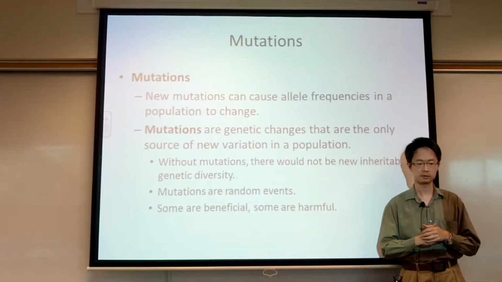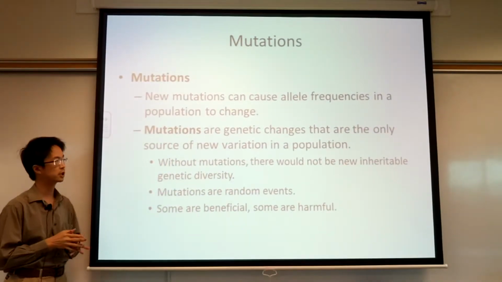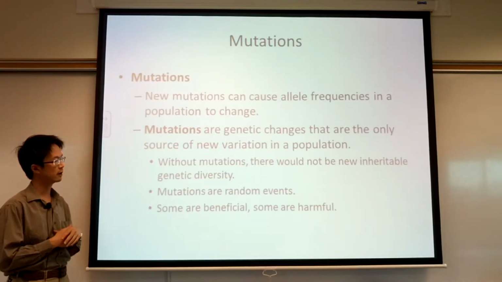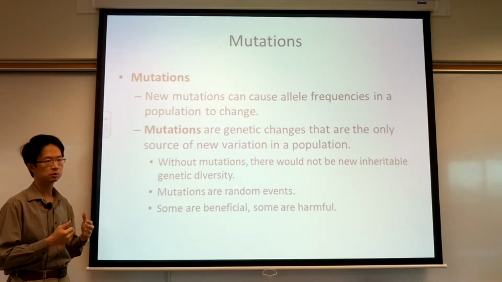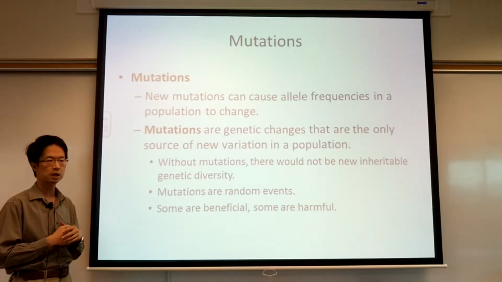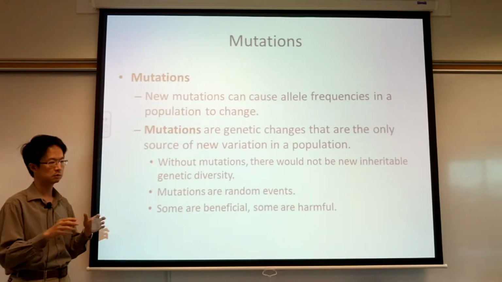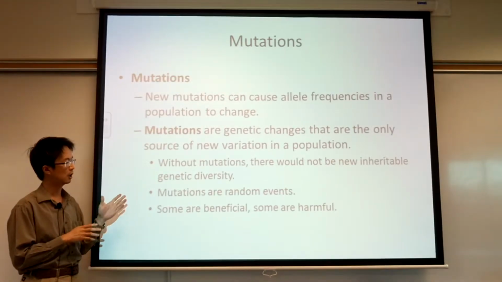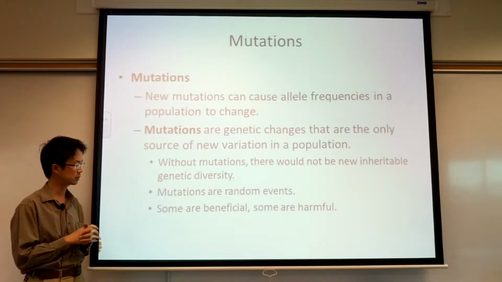First of all, mutation. Mutation can cause the change of allele frequency in the population, and mutation is the only source of new variation in the population. So if you want to introduce a new gene or new allele, then it is a mutation, because the other 4 conditions don't introduce a new allele. They only change the allele frequency. So mutation will give you a new inheritable genetic diversity.